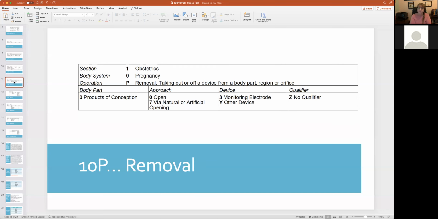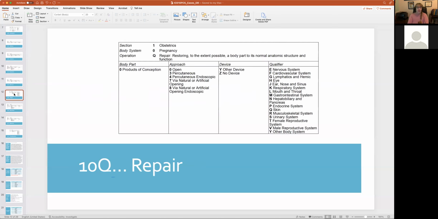Again, most often a monitoring electrode, but we do not assume it's got to be documented. If it's not documented, it didn't happen. If it didn't happen, you can't code it. Everybody knows that. All right. Next, we have repair.